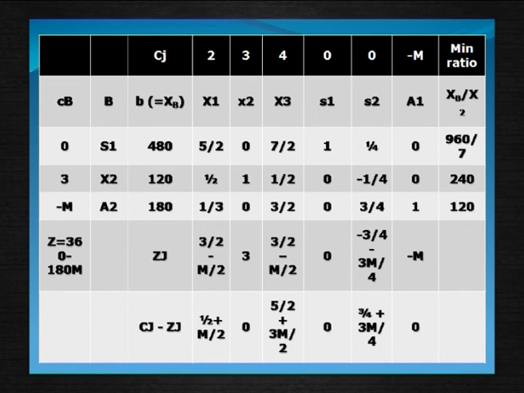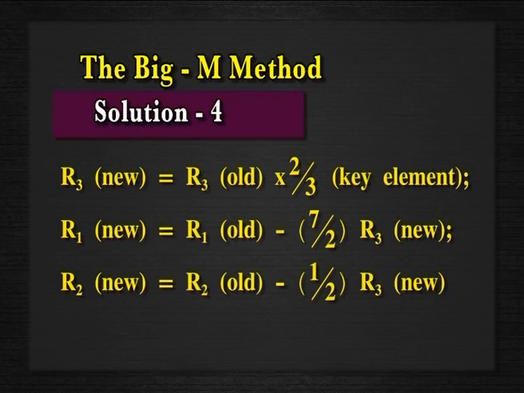In this table, C3 minus Z3 value in x3 column is largest positive. Enter variable x3 to replace the basic variable a2 into the basis. For this, apply the following row operations. R3 new is equal to R3 old into 2 by 3, key element. R1 new equal to R1 old minus 7 by 2 R3 new. R2 new equal to R2 old minus 1 by 2 R3 new to get the new solution.